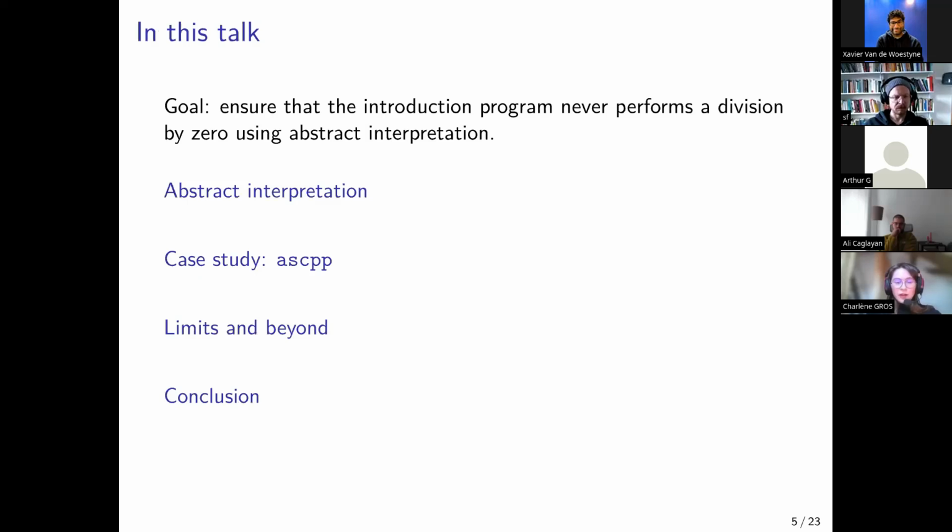So in this talk, we are going to ensure that the introduction program never performs a division by 0 using abstract interpretation. First, I'm going to introduce what abstract interpretation is. After, I will show you a case study, ASCPP, which is a tool that I made in C++, a toy tool doing abstract interpretation for the while language. And after, we are going to explain the limits of the tool.